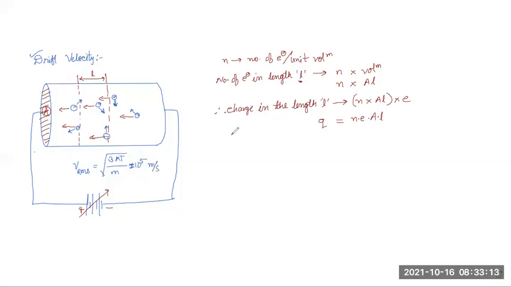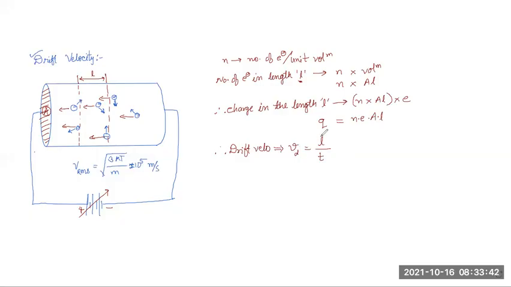Then starts the discussion about drift velocity. We can simply say that drift velocity, which we represent with the parameter v suffix d, can easily be said to be the distance covered L divided by the time taken to cover that. It's a simple thing.